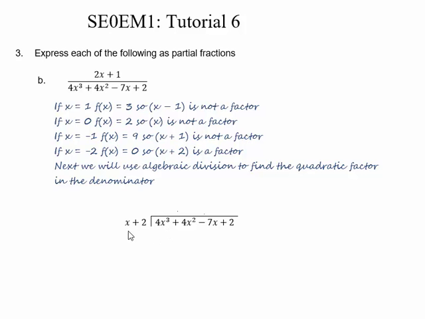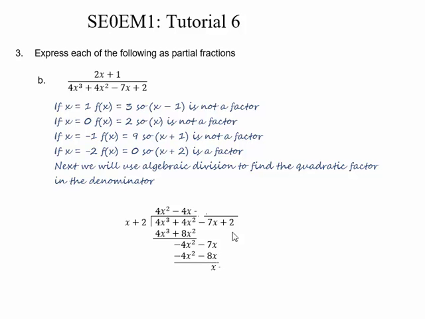If we divide 4x cubed by x, we're going to get 4x squared. So that's going to be our first term. Now we multiply x plus 2 by 4x squared. Now we subtract 4x cubed plus 8x squared from 4x cubed plus 4x squared, which will give us minus 4x squared. Now we bring the minus 7x down. If we divide minus 4x squared by x, we're going to get minus 4x. Multiplying x plus 2 by minus 4x gives us minus 4x squared minus 8x. We now subtract that from minus 4x squared minus 7x. So minus 7x minus minus 8x leaves us with x.